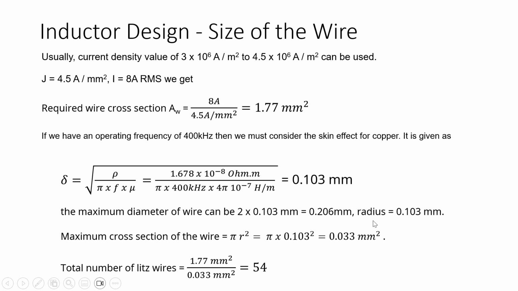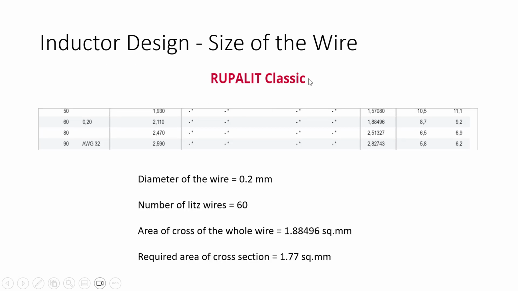So the area of this wire is calculated here. We have one wire with this cross-sectional area, but we need a cross-sectional area of this one. So we will use this formula to get the number of wires which we need. We will need 54 litz wires to make one wire of this cross-sectional area. Now if we go to this producer of the wire, we see that it has a wire which has 60 litz wires with this diameter, and a total cross section area of 1.88.